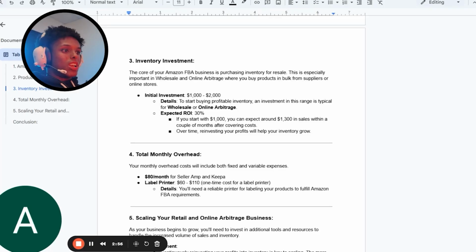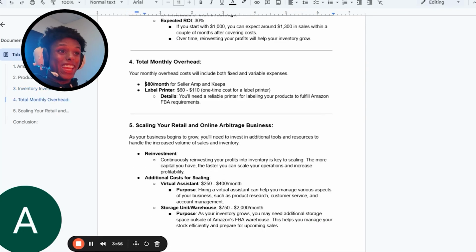To start buying inventory as an investment, you're gonna want to get 30% ROI, $3 profit. You don't want to go under that when you have low inventory because it's just not gonna make sense for you. But yeah, that's basically right up front. $1,000 to $2,000 is the sweet spot. Total monthly overhead is gonna be $80 per month with SellerAmp and Keepa. I did my first 10K month with just SellerAmp and Keepa.